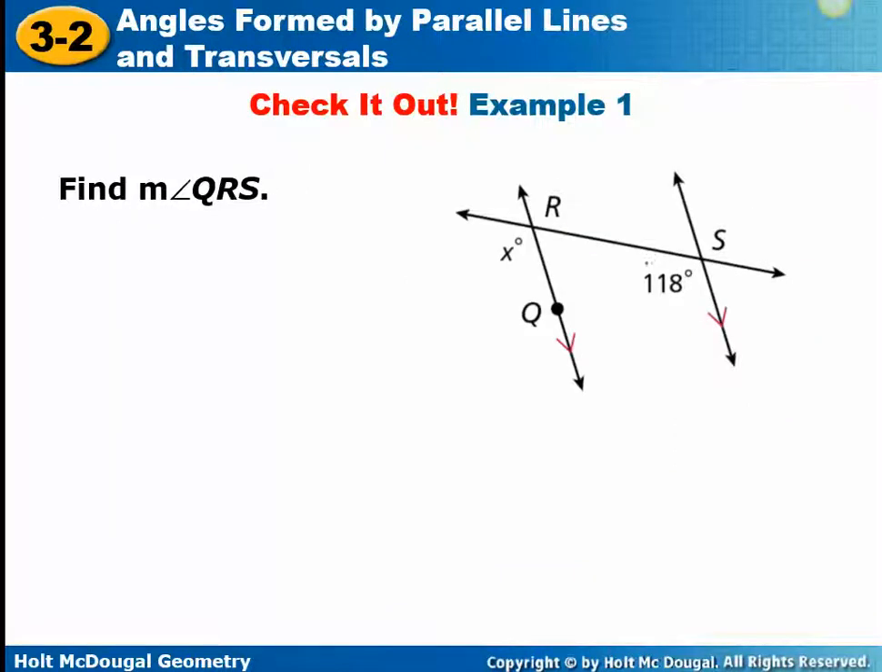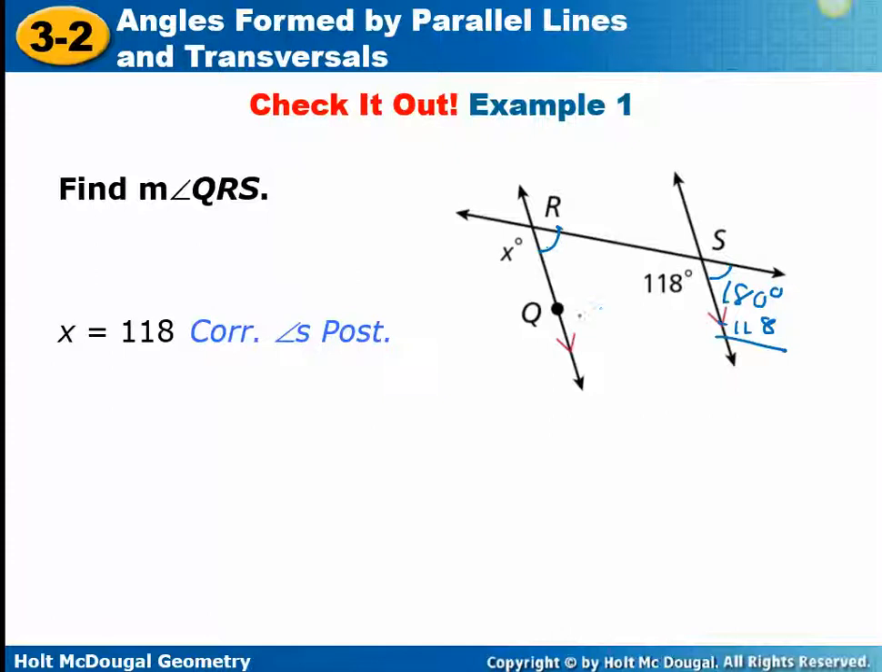Okay, this one asks you to find angle QRS. That would be this angle right here. Now, interestingly enough, I don't know its corresponding angle would be over here. I don't know any measure about that. However, I could find that measure. I don't know what it is, but I could take a linear pair, which is 180 minus 118, and find that measure.